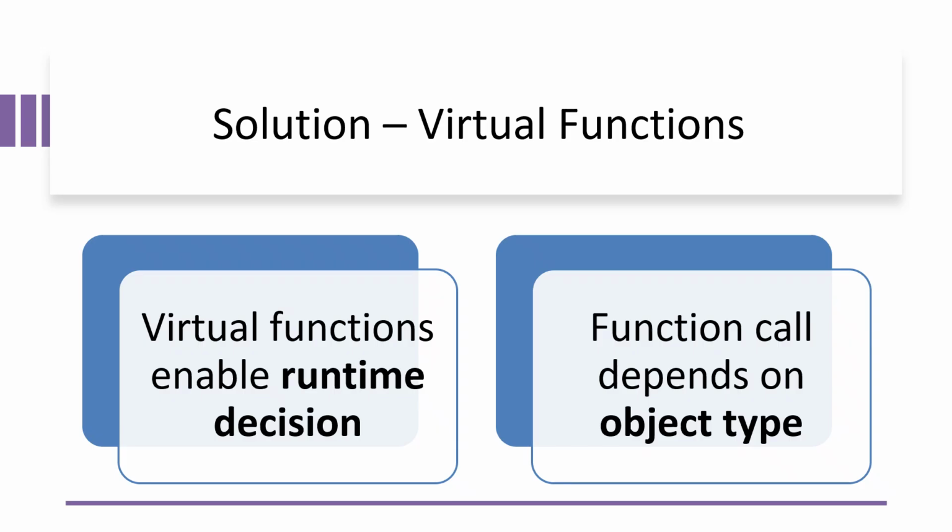To solve this problem, we use virtual functions. A virtual function allows the program to decide which function to call at runtime. This means the decision depends on the actual object type, not the pointer type. This concept is known as runtime polymorphism.